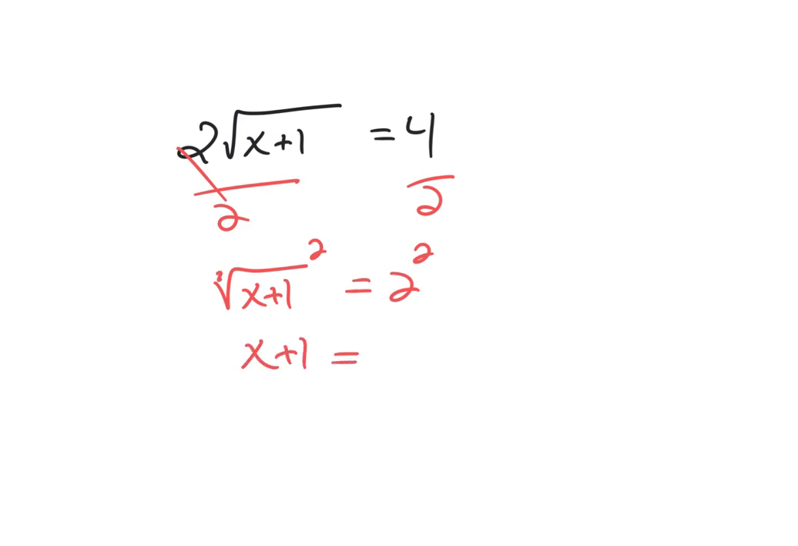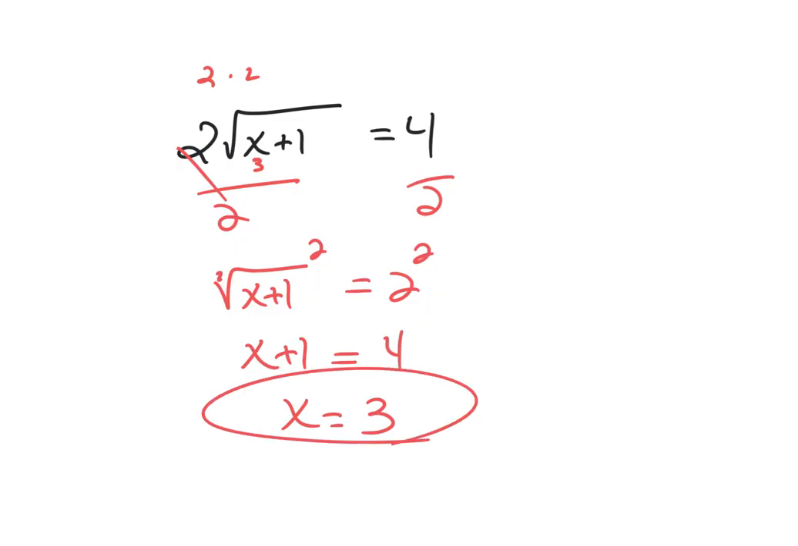Over here, the radical just goes away. Over here, I get 4. Move the 1 over, I get 3. Now, before I circle this and be all happy about it, I need to take the 3 and plug it back in, right here where I started. If I plug in 3 up there, that gives me 4 inside the radical. The square root of 4 is 2. 2 times 2 is 4. Works great. Solution is 3.